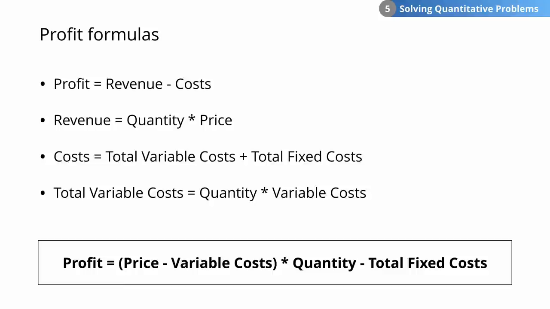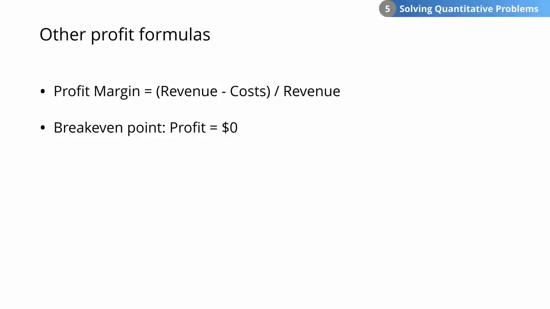You should also know that profit margin equals revenue minus costs, all divided by revenue. And you should also know what a break-even point is. A break-even point occurs when a company sells enough product such that it has exactly recouped all of its costs. In other words, break-even occurs when profit equals zero. To solve for the break-even point, you would simply set profit equal to zero and solve for the unknown variable in the equation.